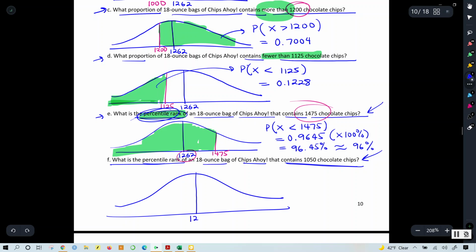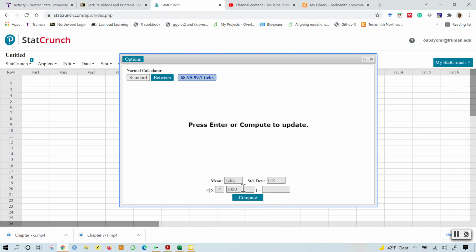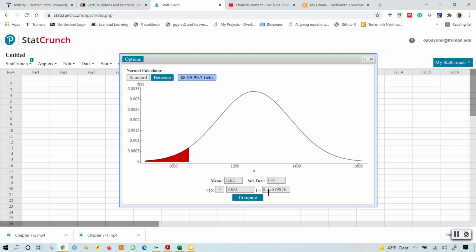I will put the center value there, and I'll locate 1050. 1050 should be somewhere here. And since we're talking about percentile rank, that always concerns equal to that value or below that value. So this will be the probability x less than 1050, and going back to StatCrunch, you have 1050 and compute. This is 0.0362.